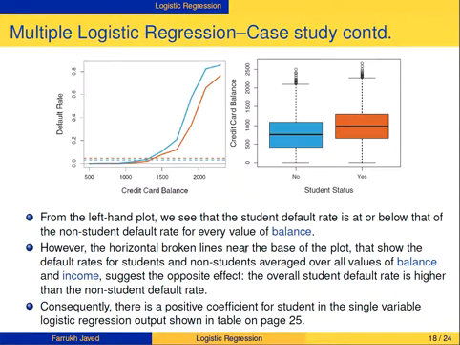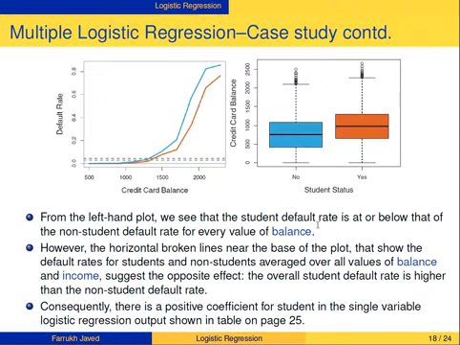However, the horizontal broken lines near the base of the plot show that the default rate for student and non-student, averaged over all the values of balance and income, suggests the opposite effect. Here the brown lines are higher and green lines are lower, but here the brown lines are lower and the blue lines are higher, right? Consequently, there is a positive coefficient for student in the single variable logistic regression output shown on the previous page, like page number 15.